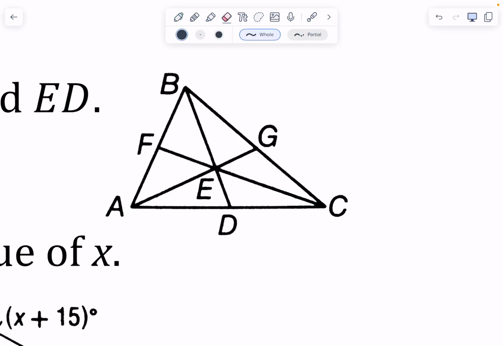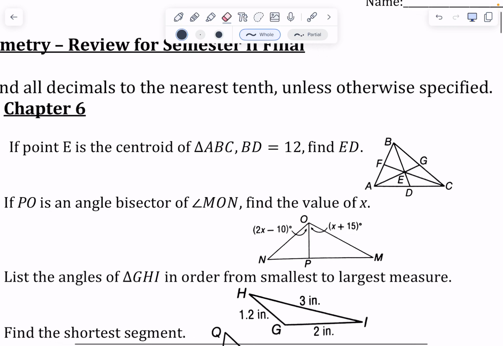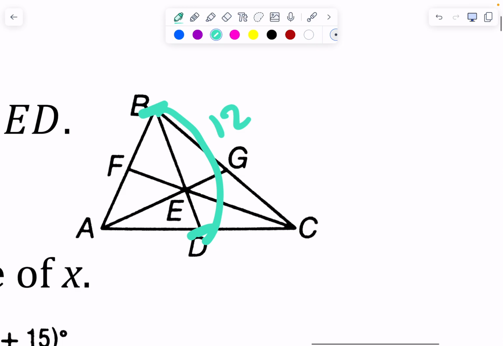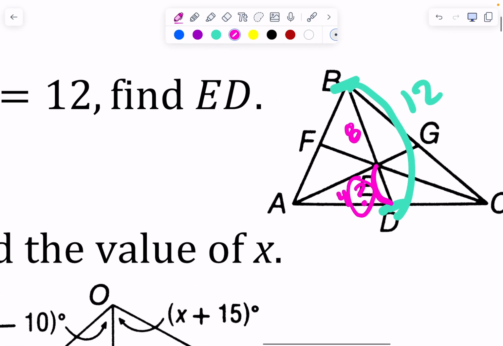So it says BD, from B to D, is 12. The full thing is 12. They want us to find ED, which is the small piece. 8 and 4? Yes. We're looking for 2 pieces where the smaller one has to be half of the other one, but they have to add up to 12. And you're right, it has to be 4 and 8. So ED is 4. And that is all.